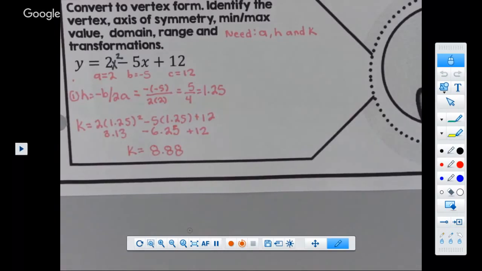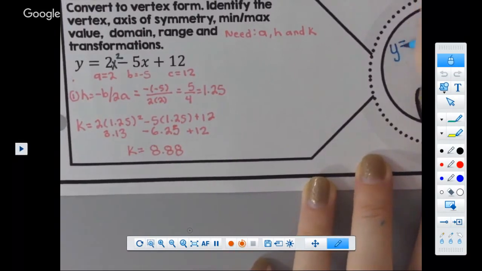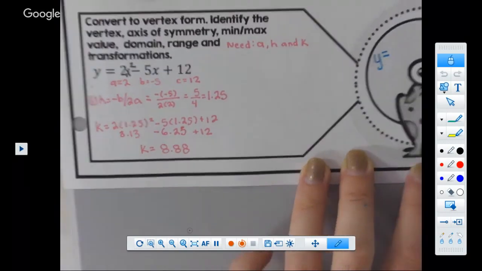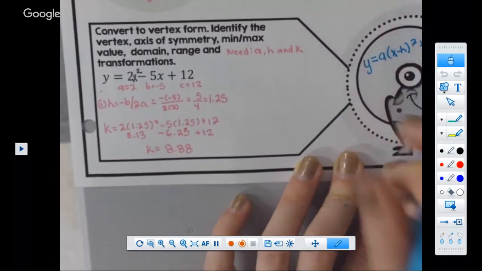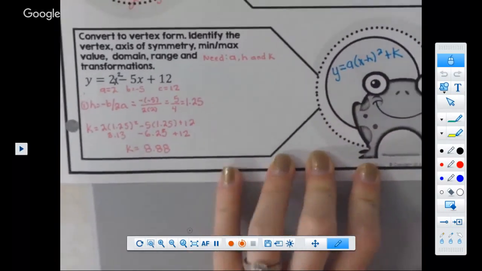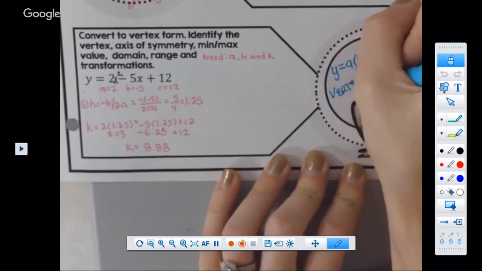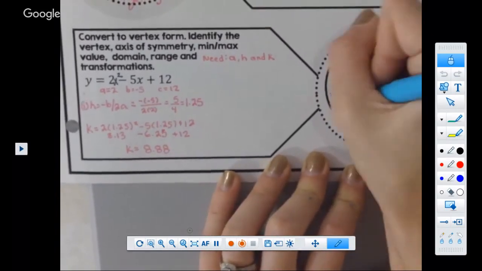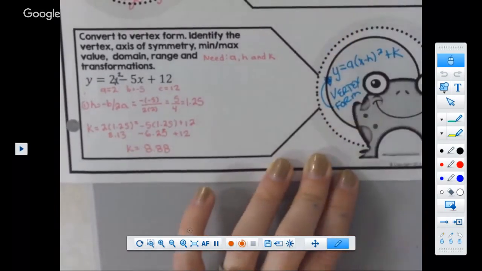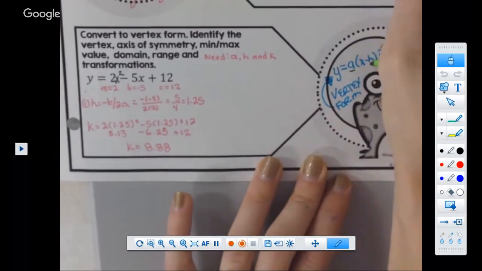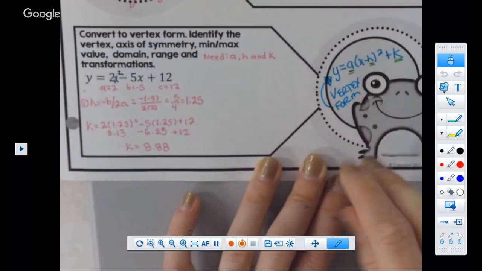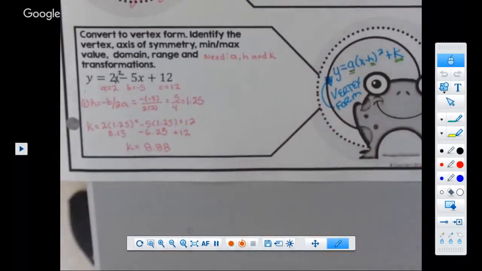8.88. All right, so I'm going to read the question now. Maybe that would have helped. We're going to write this in vertex form. So over here in the circle, I'm going to remind you vertex form. A times x minus h squared, and then plus k. Okay, that's my vertex form. Circle all the things that we have to plug in. So we've got to plug in A, H, and K. So I'm going to go find all of those things in our work.